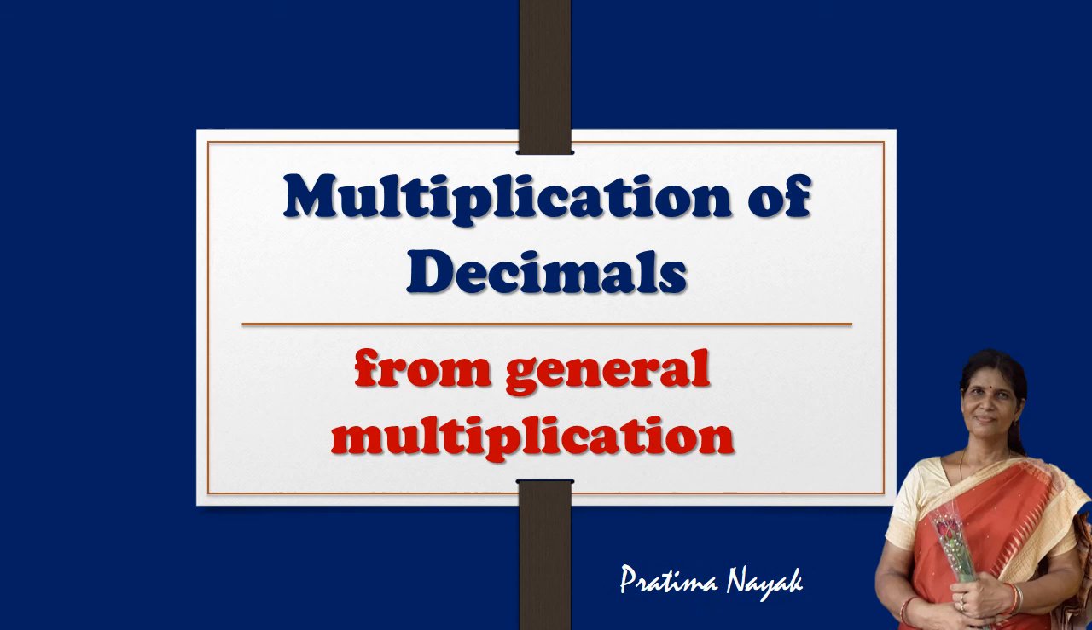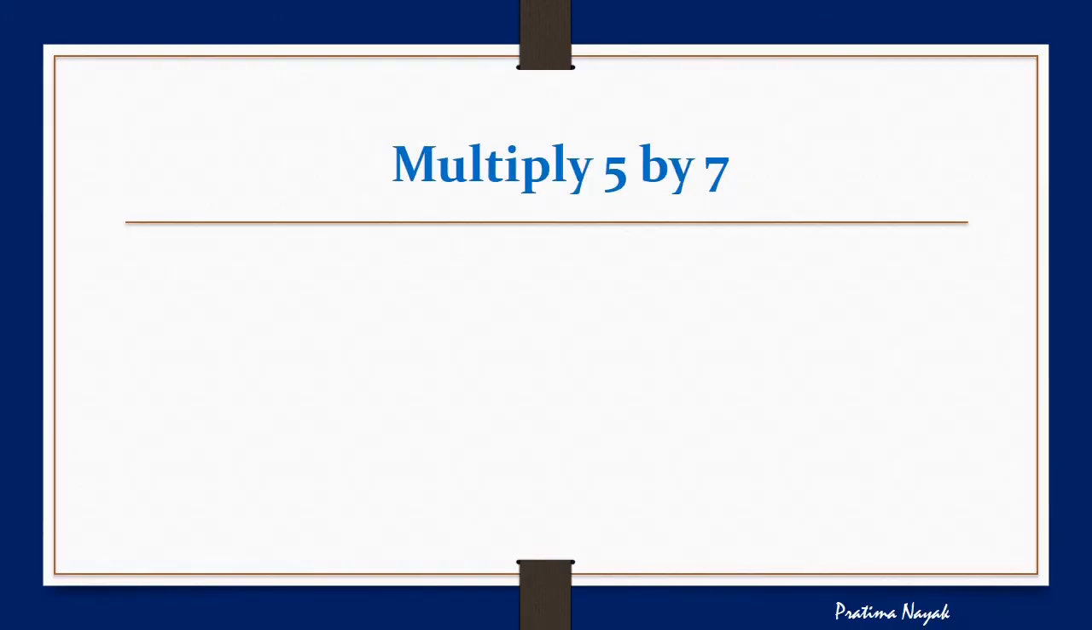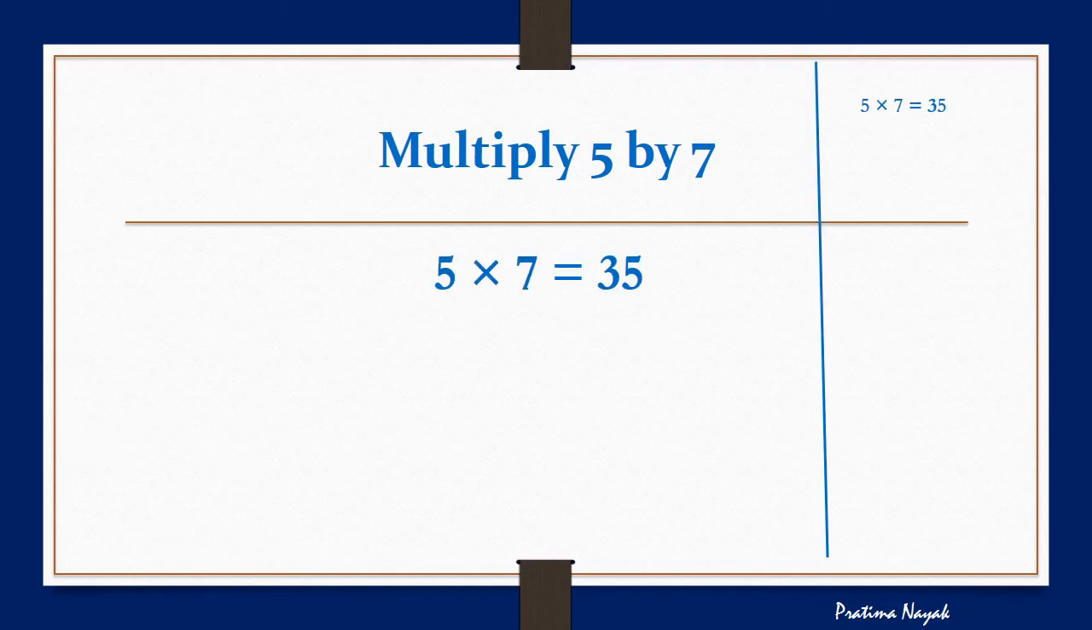Multiplication of decimals we'll learn from general multiplication. Let us multiply 5 by 7. I hope everybody knows the answer. It is just 35. 5 7s are 35.